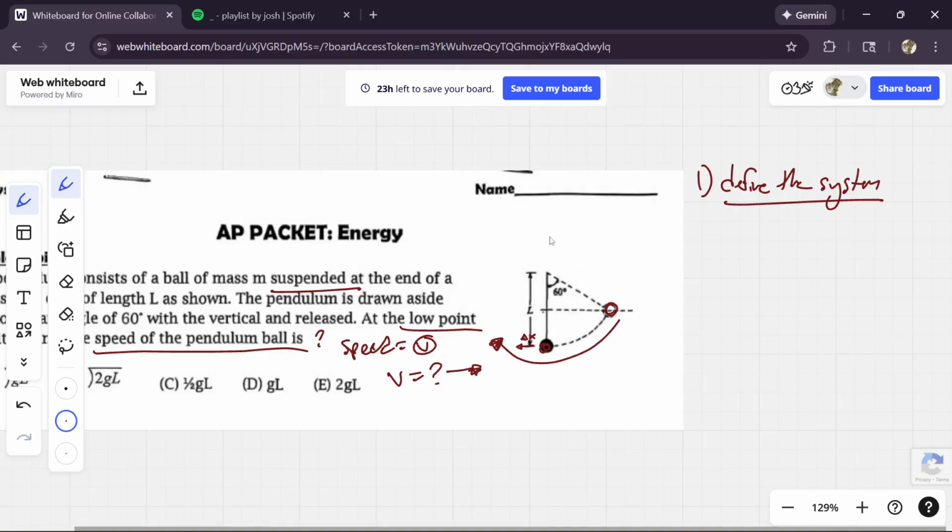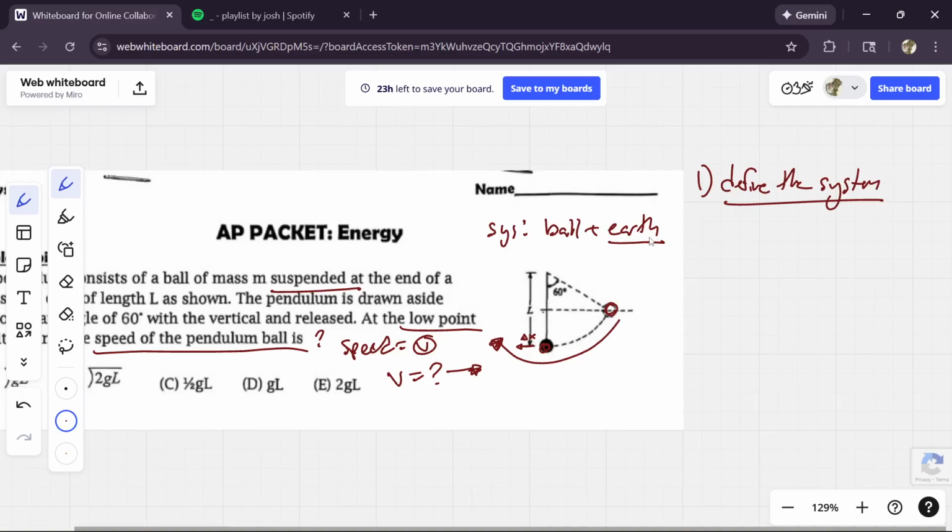So in this case specifically, if our system is the ball and Earth, the gravitational force applied by Earth is now going to be an internal force, which means we no longer have to consider it when we're doing things like work.